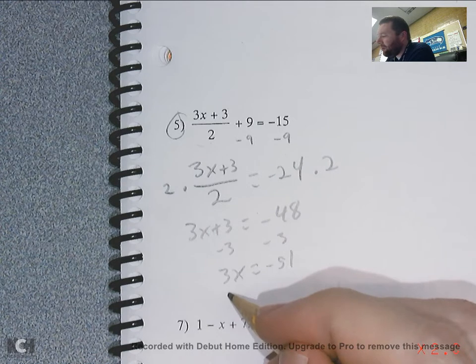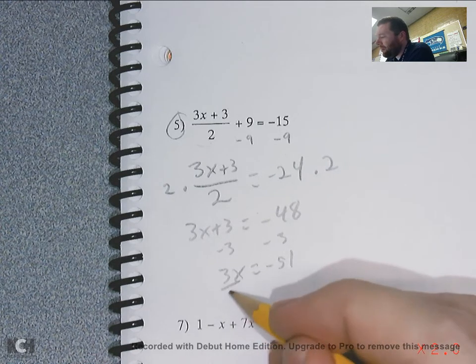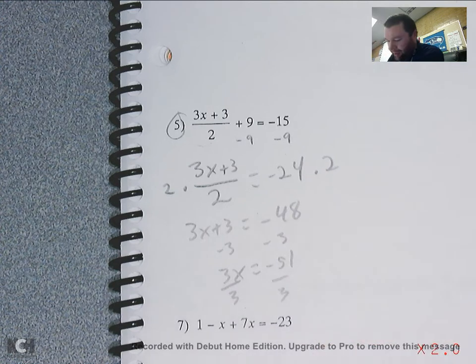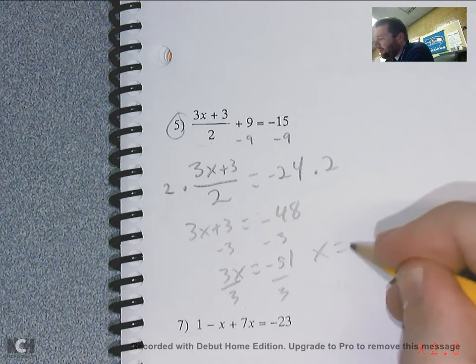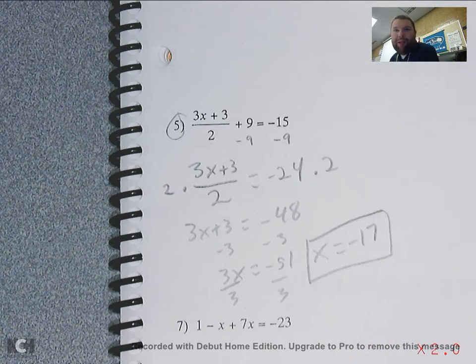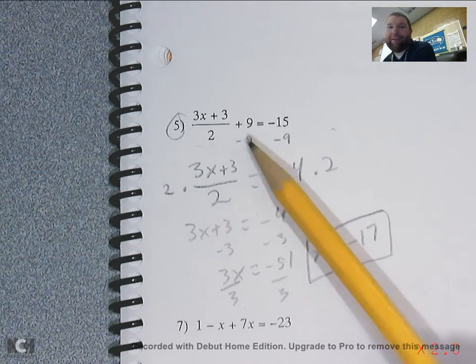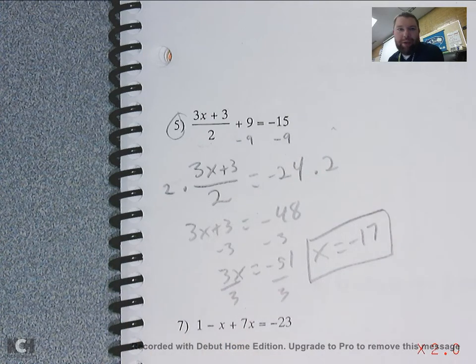And the last step is we're going to divide by 3. Negative 51 divided by 3. X is going to equal negative 17. That's your answer. So again, this wasn't too hard. You just got the party by itself by getting rid of that 9, that extra little business, and you just got rid of the party like normal.